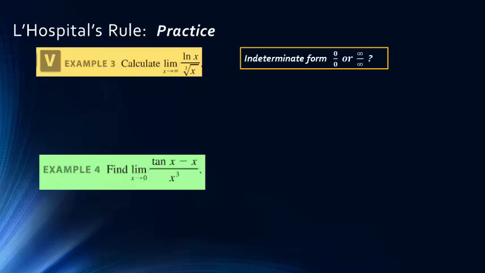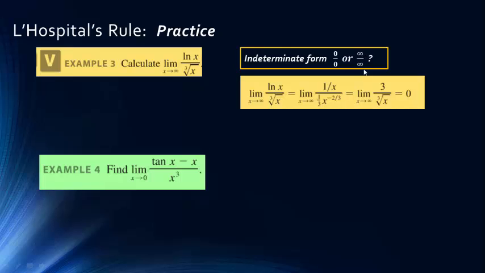Do we have an indeterminate form? So we have the natural log of infinity. Well, we'd have to have an exponent of infinity on e to get to infinity, so the numerator is definitely infinity, and the cube root of infinity is also infinity. So we do have the indeterminate form of infinity over infinity, so we can apply L'Hopital's rule.